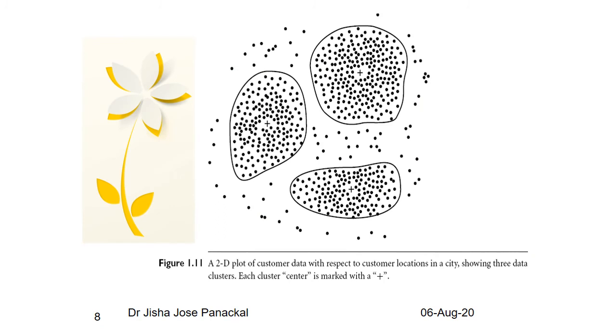Here we have different data sets, and we are maximizing the intra-class similarity and minimizing the inter-class similarity. Then we are forming particular clusters. So in this particular figure, we have three clusters formed based on the nature of the data set, and the middle part is marked as plus. Each such point is known as the cluster center, and we can label it like cluster 1, 2, 3, or we can label it as class A, class B, class C, like that.